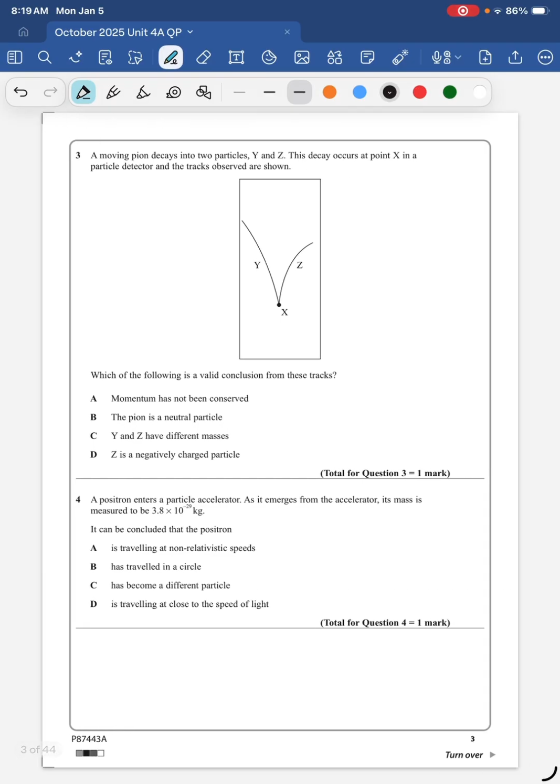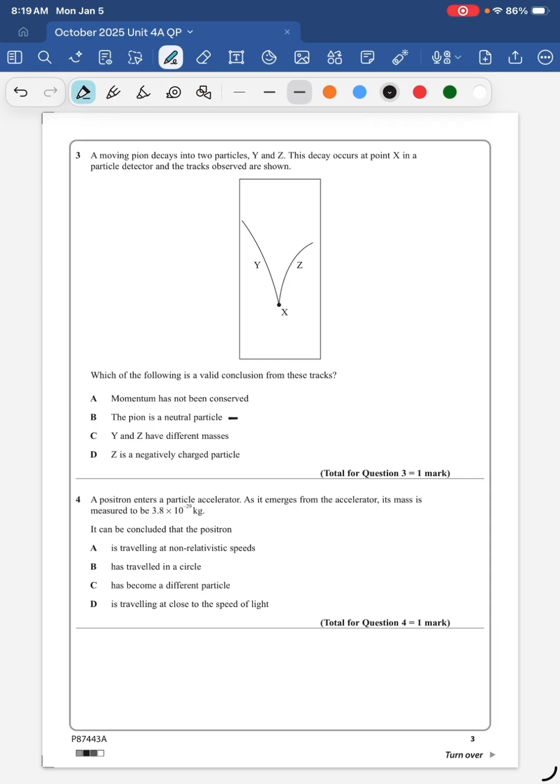Now question 3. A moving pion decays into two particles Y and Z. This decay occurs at point X in a particle detector, and the tracks observed are shown. Which of the following is a valid conclusion from these tracks? Option A, momentum has not been conserved. That's obviously wrong, because if something like that is observed, you will win a Nobel Prize and physics will be in trouble, or it will need modification. So that's wrong. B, the pion is a neutral particle. That's a plausible answer, so we keep that.